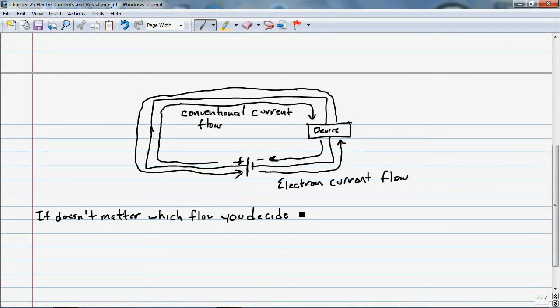Now, there are certain rules that apply to each. Very, very small changes between them. But everything else is the same. We'll use conventional flow because that's what they use in the book. So conventional flow is chosen for the class because the book uses it.